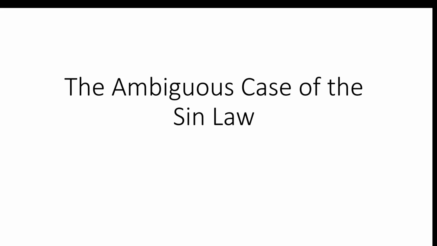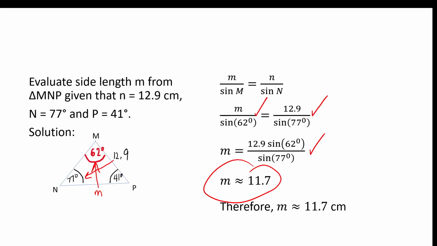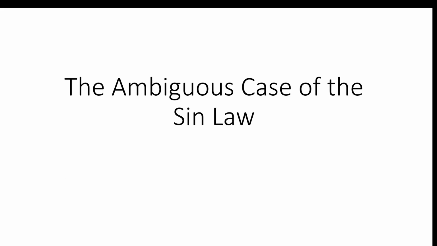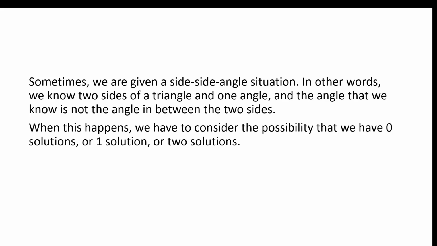Now, we've seen a case in this slideshow where we've found an angle using the cosine law, and we found a side length using the sine law, and we also found a side length using the cosine law. The one case that we haven't yet talked about is what to do if we need to find an angle and we need to use the sine law. So sometimes we're given a side-side angle situation. So we know two sides of a triangle and one angle, and the angle we know is not the angle in between the two sides that we know.